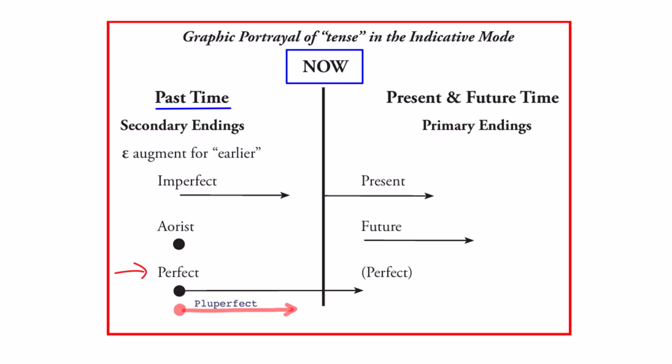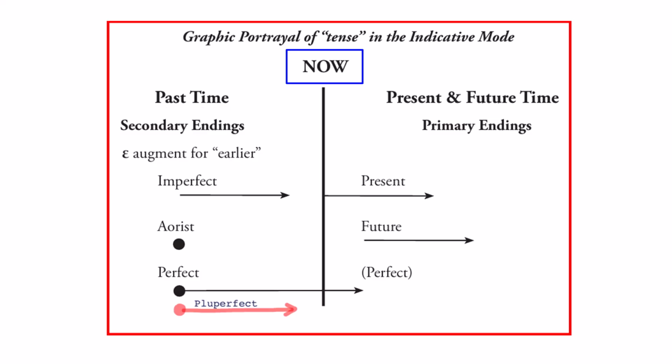Also, there is the perfect tense, where you have the dot and an arrow that is leading into the present time. This shows the completed action in the past, but the arrow going into the present shows that the perfect tense presents an action that is completed in the past, but the results continue in the present. And then you have the pluperfect, which we'll not focus on because it's less common in Greek. So these are the tenses that fall under secondary endings, the tenses that have to do with past time.